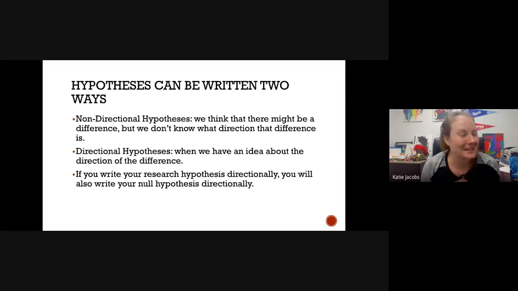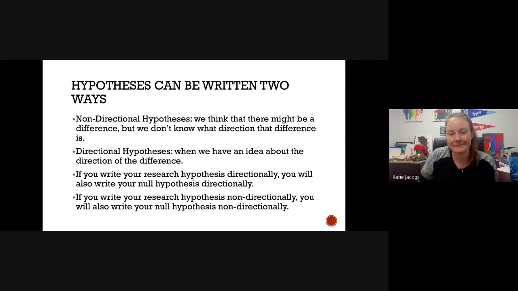So that would be a directional hypothesis. So again, I'm going to keep saying this over and over again. It's going to be the new, what is a scale question, or what are your levels of measurement? If you write your research hypothesis directionally, you also have to write your null hypothesis directionally. No matter how many times I say this, we're still going to have students that struggle with this. And that's okay. We all struggle when we're learning new things.